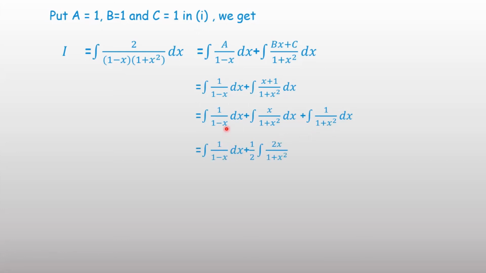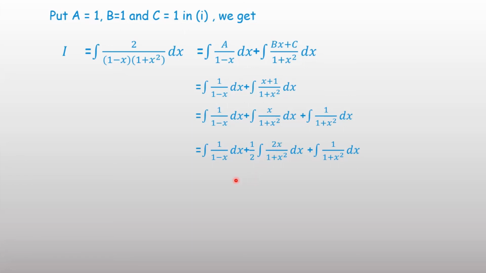First term: integration of 1 upon 1 minus x dx, plus 1 upon 2 into 2x. Multiply numerator and denominator by 2 so that the numerator becomes the differentiation of the denominator, because for 1 plus x square, if you differentiate, you will get 2x.